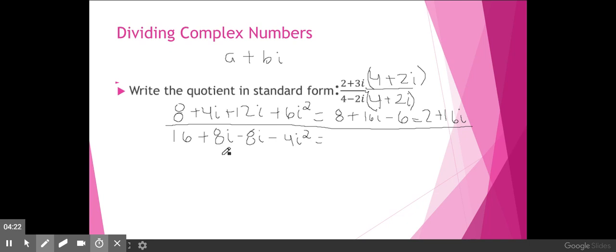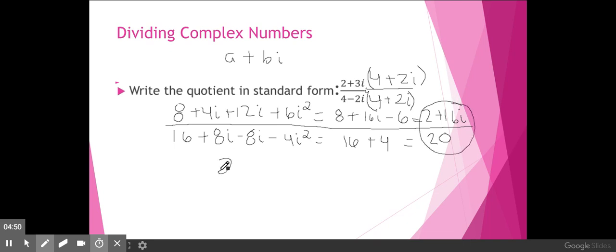So once again, combine the like terms. i squared becomes negative 1. So positive 8i minus negative 8i cancels out. So we're left with 16 plus 4 in the denominator, because negative 4 times negative 1 gives us positive 4, which equals 20.